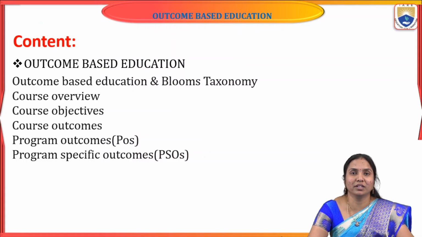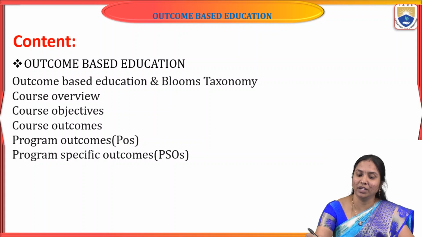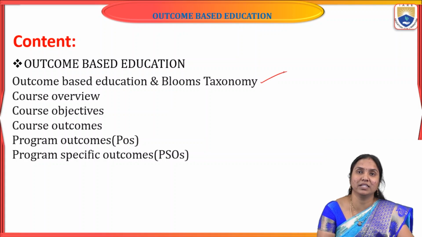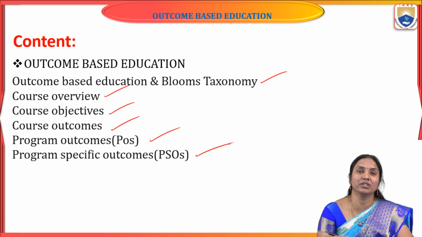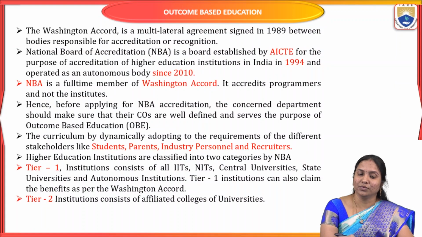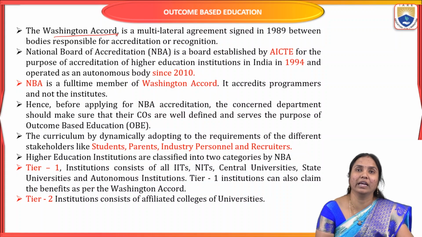Today we are going to discuss outcome-based education. In this, we mainly discuss outcome-based education and Bloom's taxonomy, course overview, course objectives, course outcomes, program-specific outcomes, and program educational objectives, or levels of Bloom's taxonomy. So first, the Washington Accord.